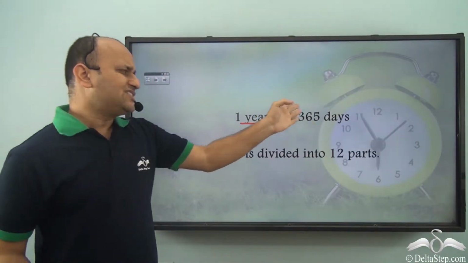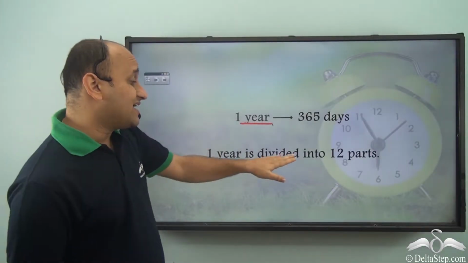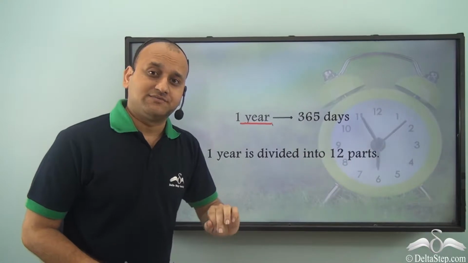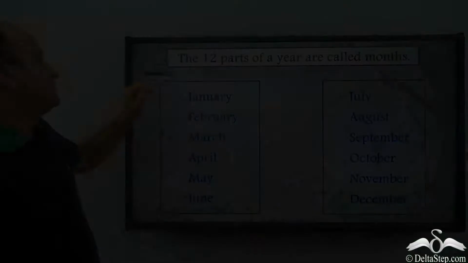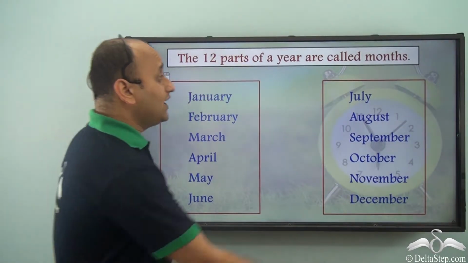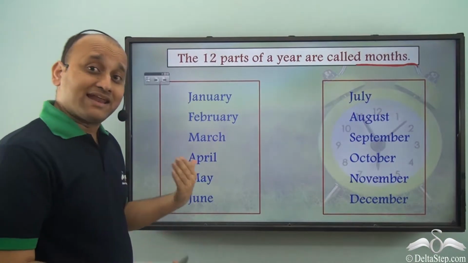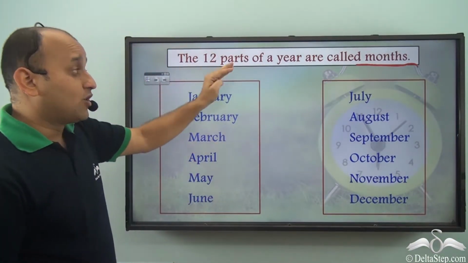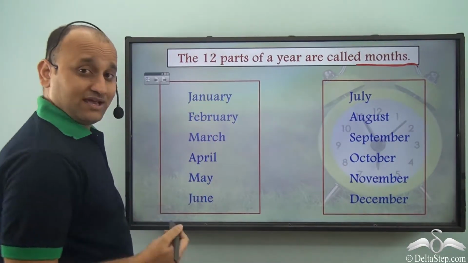Now definitely 365 days is a pretty long time. So 1 year is divided into 12 parts. Now what are these 12 parts? Well, the 12 parts of a year are called months. So these are another unit of time, smaller than year. So what are the months in a year?